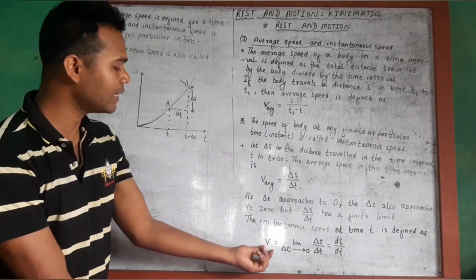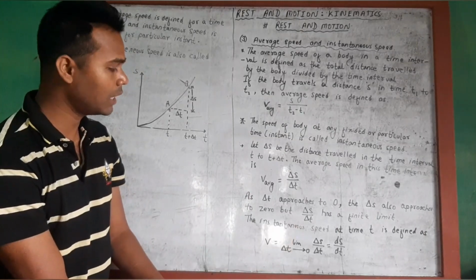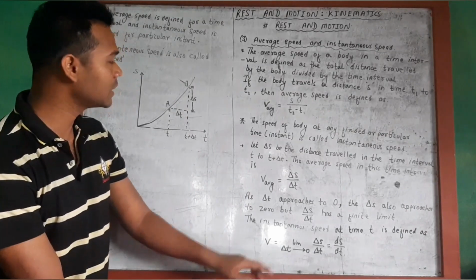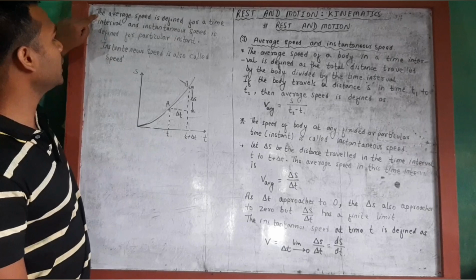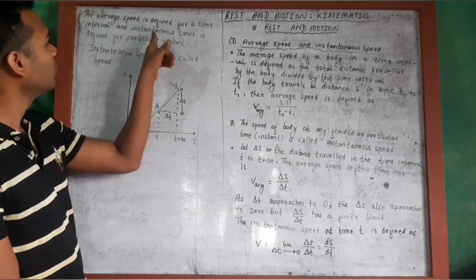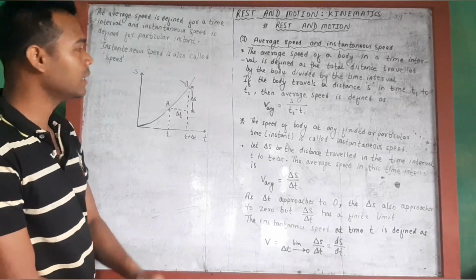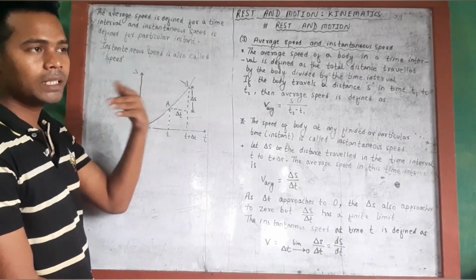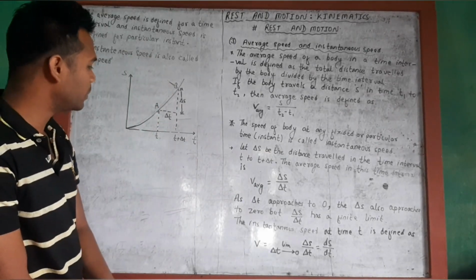That means instantaneous speed is given by the derivative of distance with respect to time. v is equal to ds divided by dt. The average speed is defined for a time interval, but the instantaneous speed is defined for a particular instant. Here instantaneous speed is also called speed, or speed simply is known as instantaneous speed.